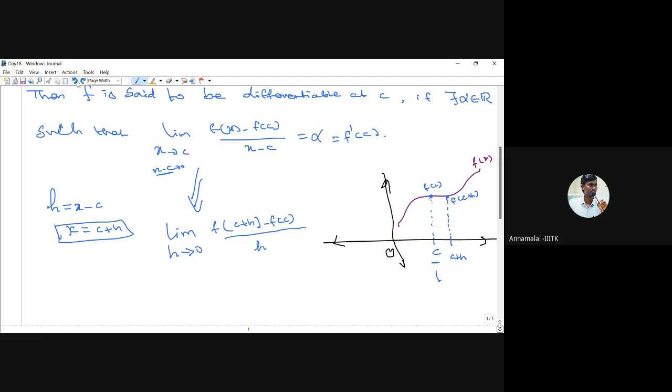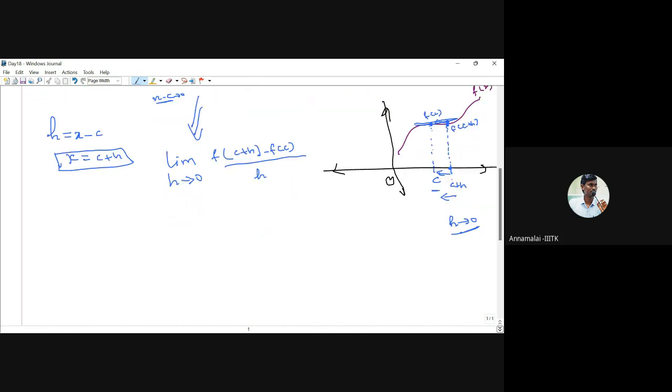Now c plus h approaches c, which means h approaches 0, the same as this point moving towards c. Therefore the corresponding point moves to this point, and you get a unique tangent at that point. So when a function is differentiable at c, geometrically it has a unique tangent there. If the point has more than one tangent, the function is not differentiable at that point. We will discuss some examples.